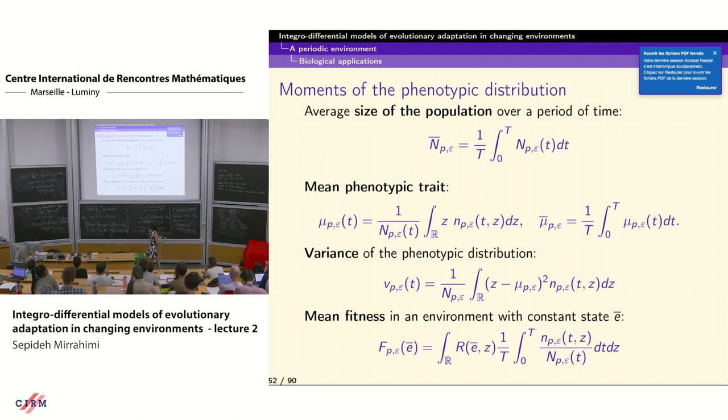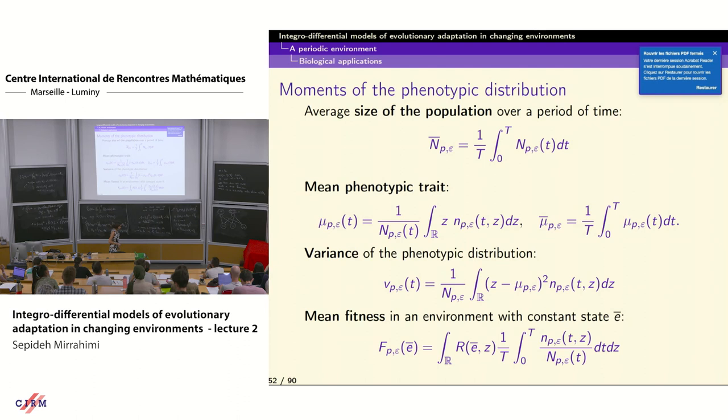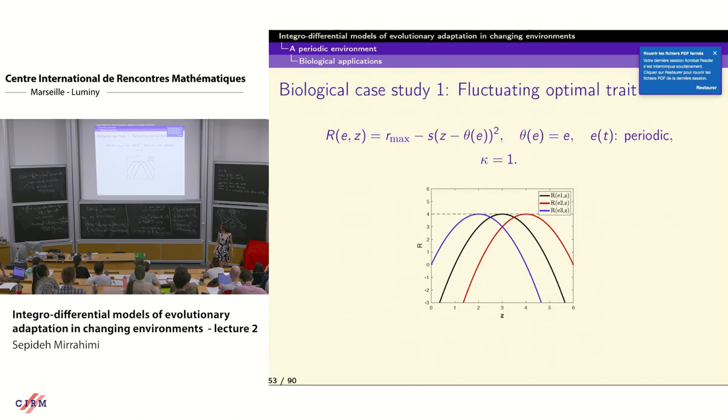So why am I interested in this quantity? Because this is close to what was measured in the experiment. Okay? And it is given by this integral term. So we say that we have put the population at the state E bar, so the growth rate of trait Z is given by R of E bar, Z, and this is multiplied by the proportion of the population which is of trait Z. And this will give us the mean fitness of the population. Okay, and we will see what we can obtain on these quantities.